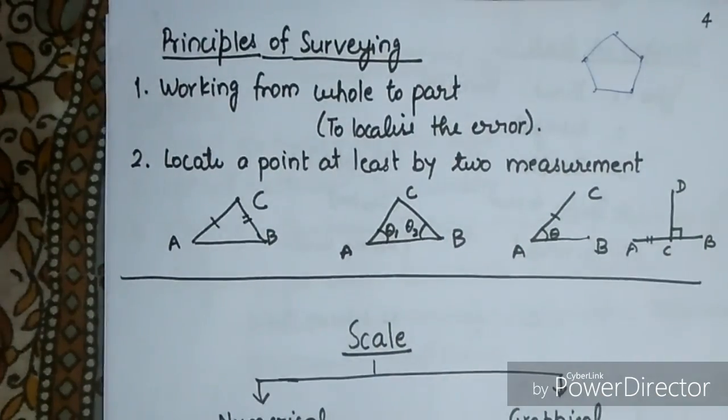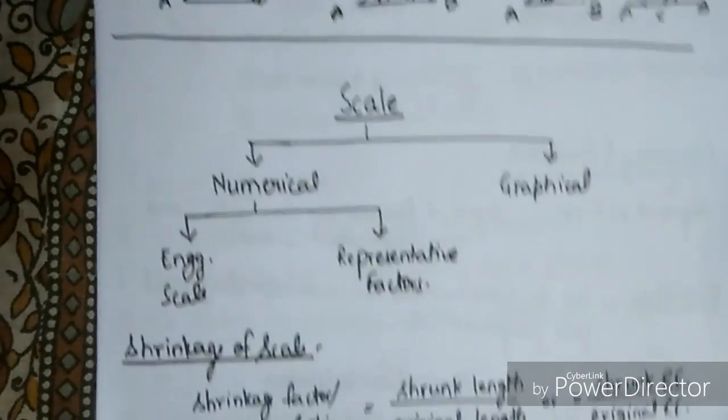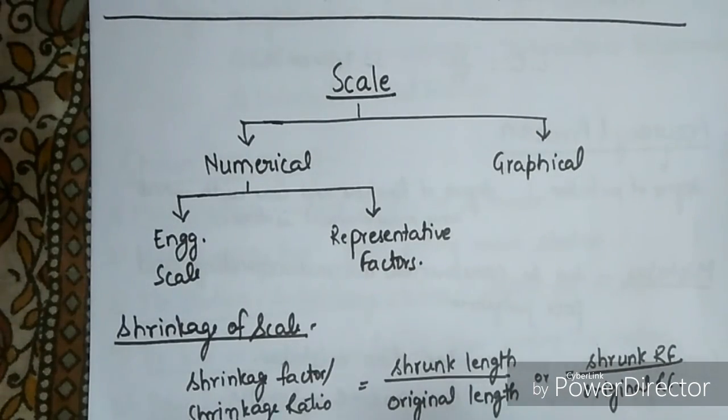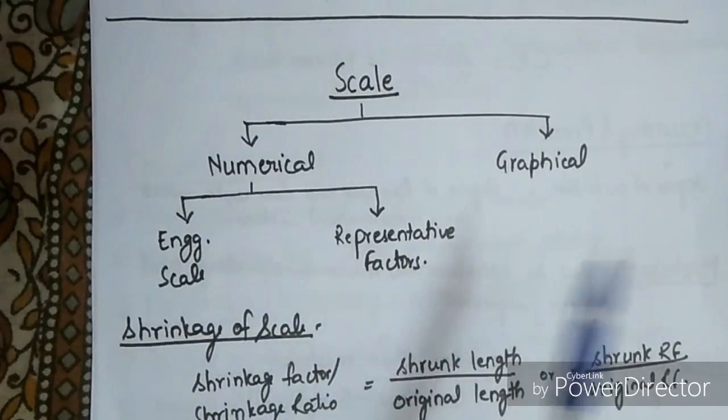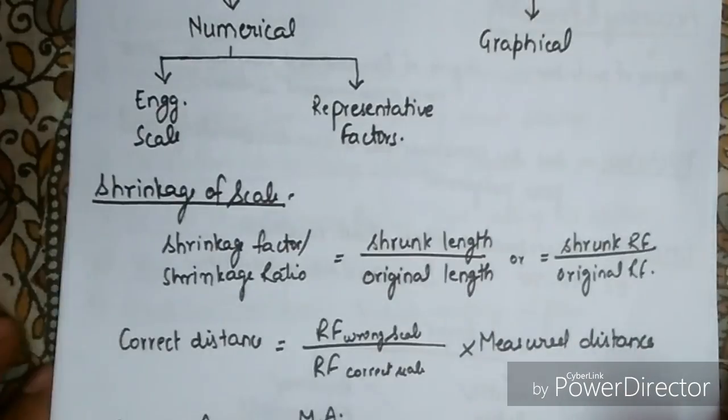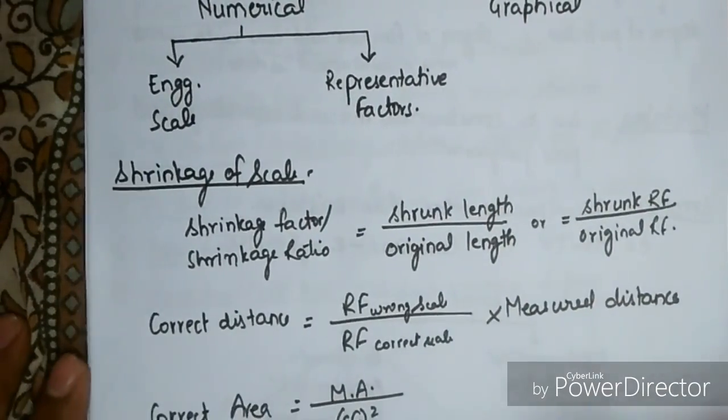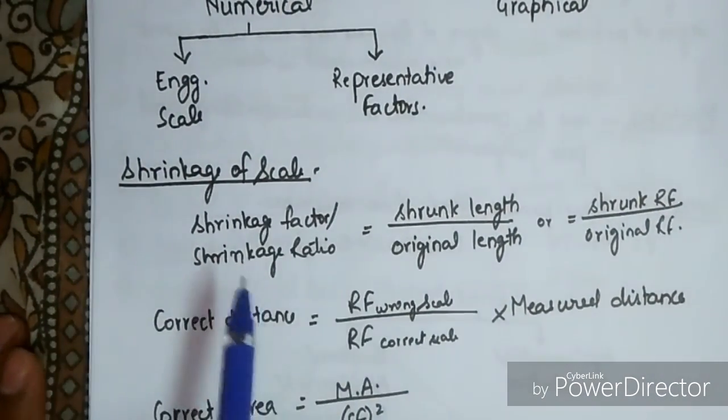And next is our scale. Scale is of two types: numerical and graphical. Numerical scale is engineering scale and representative factor. You must be aware of this representative factor. There is some concern with the scale, that is shrinkage of scale.